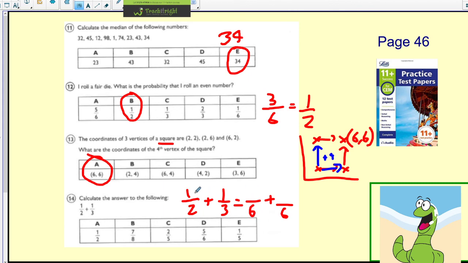I times it by 3, so 1 times 3 is 3. What did I do to 3 to make it 6? I times it by 2, and I have to do the same to the top, so 2 times 1 is 2. And now I've got the equivalent fractions as before, but with the same denominator, so now I can add them, becoming 5/6. D.